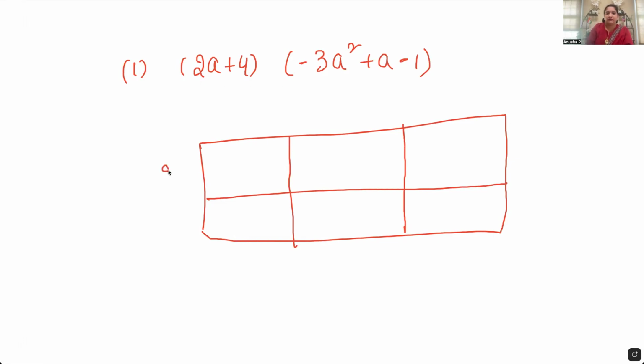2a + 4. We have two terms, so you're writing 2a and 4. Now we have three terms: minus 3a², positive a, and minus 1. Okay. Now we will multiply the boxes.